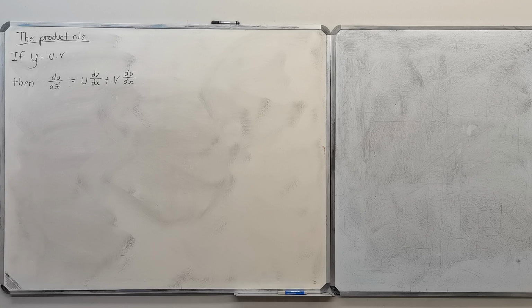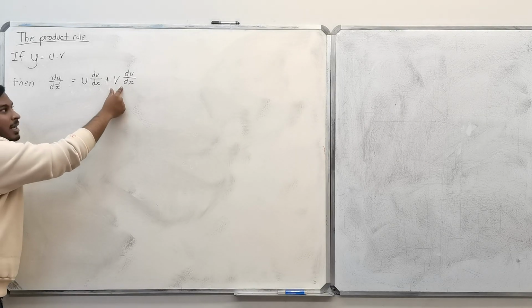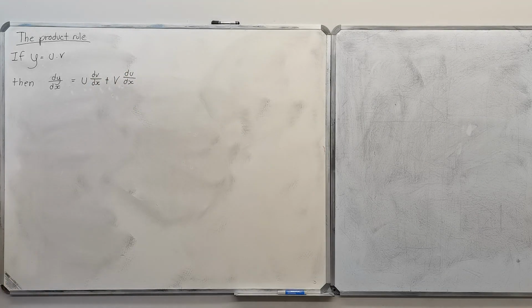Another way of saying it is, if you have u times v, you keep one the same and you multiply it by the other's derivative, plus you keep the other the same and you multiply by the first's derivative. So if this is my first part and my second part, how to use the formula? You keep the first part the same and multiply it by the second part's derivative, plus the second part the same multiplied by the first part's derivative. That's what you do. Are you with me?